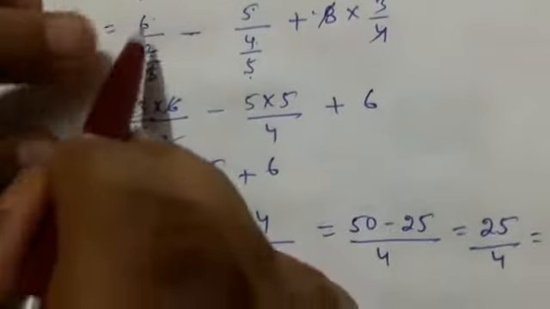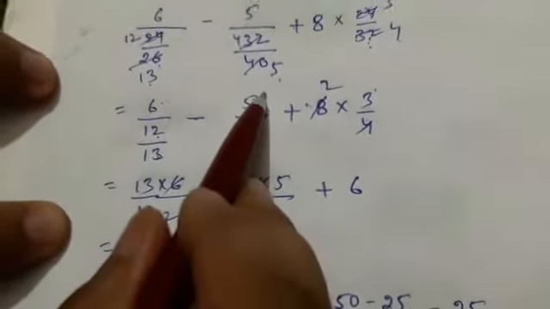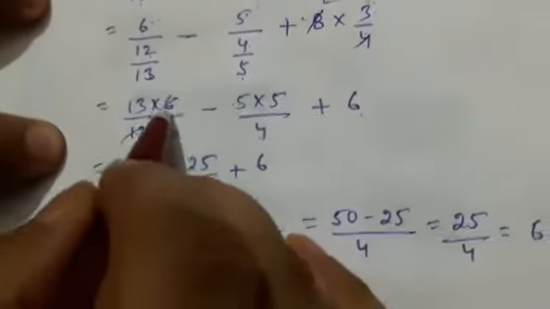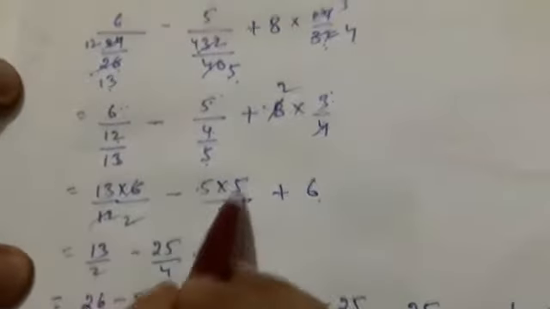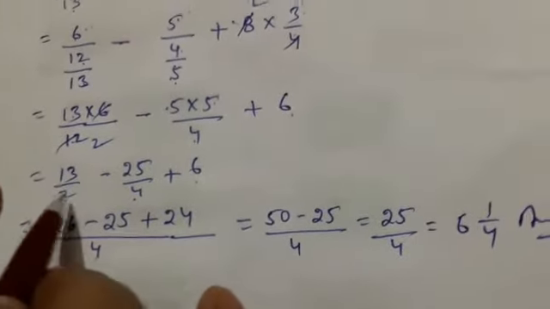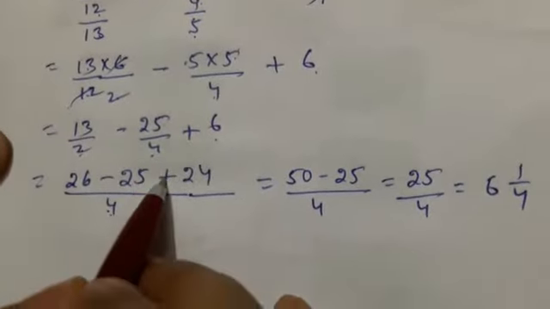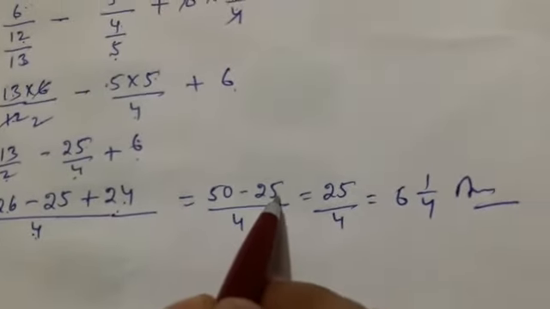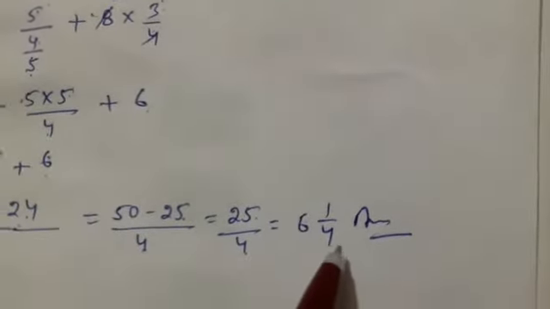Now we can write it like this: this 13 will transpose to the numerator, 13 into 6 upon 12, minus this 5 will go to the numerator, 5 into 5 upon 4, plus 3 2s are 6. Now 6 by 12 is 1 by 2. Then we can write 13 by 2 minus 5 5s are 25 by 4 plus 6. Now we'll take the LCM. LCM is 4. Now 13 2s are 26 minus 25 plus here 4 6s are 24. 26 plus 24 is 50, minus 25 by 4, which is equal to 25 by 4, that is equal to 6 1 by 4. This will be our answer.